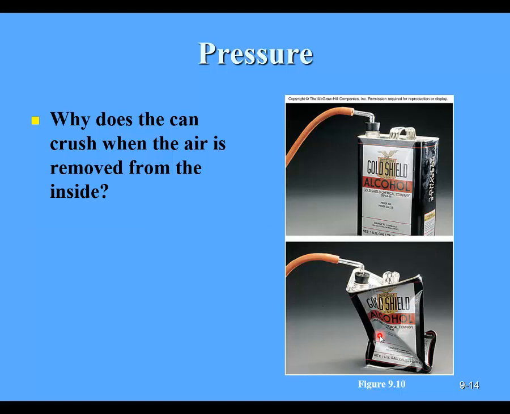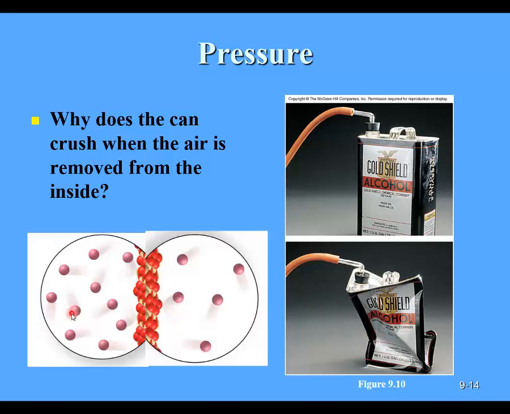Now, if we're looking at this at the molecular level, we can think about the gases outside of the can as having more particles per volume at this temperature than the gases inside of the can. So I have fewer particles per volume.